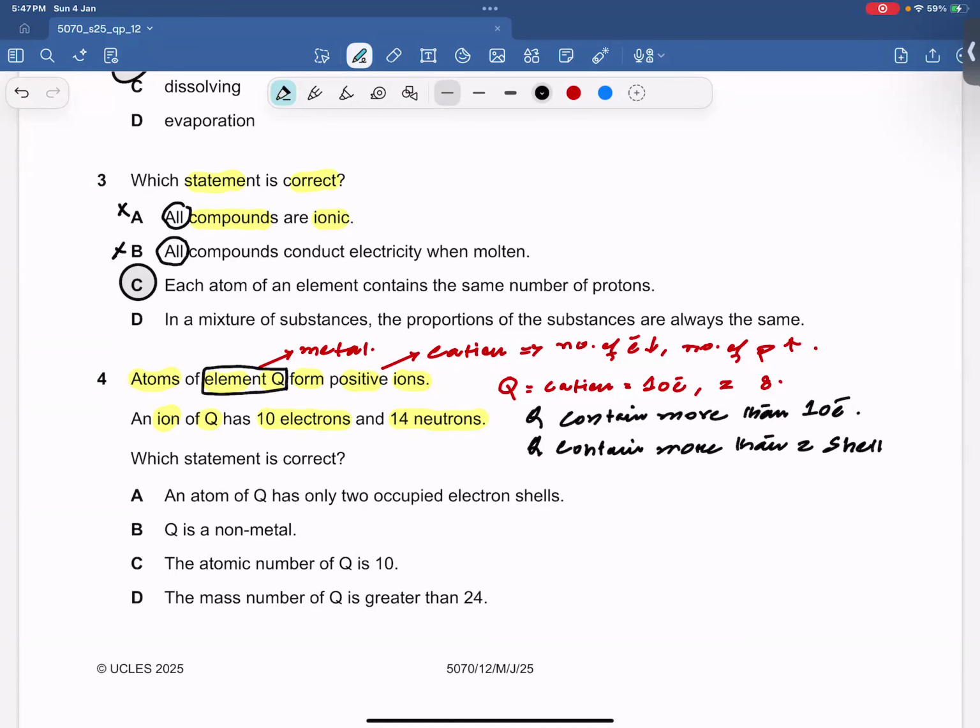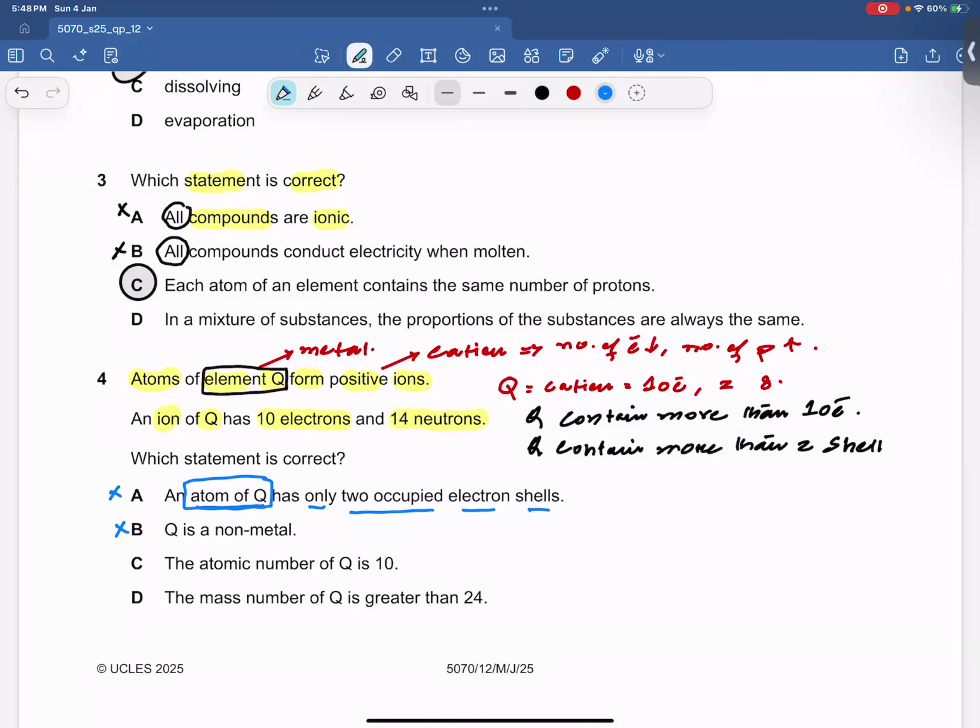If 10 electrons occupy 2 shells, and the number of electrons is greater than 10, then it has more than 2 shells, right? So the examiner in option A is saying an atom of Q has only 2 occupied electron shells. That's incorrect, because an atom of Q contains more than 10 electrons, and therefore it will have more than 2 occupied electron shells, which is why A is incorrect. Q is non-metal. I've told you Q is a metal because it forms a positive ion. So option B is incorrect.